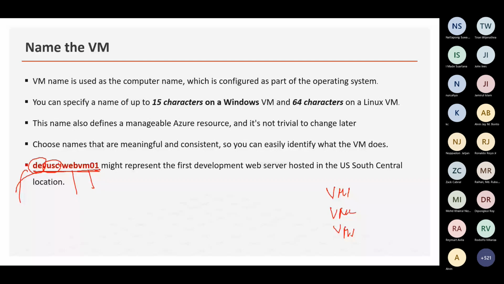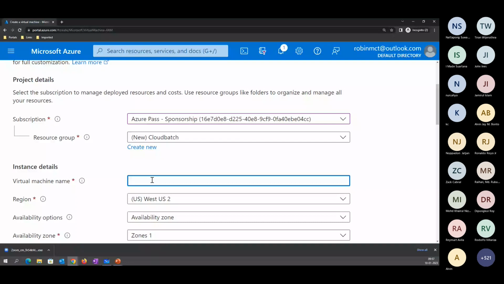Now let's go back to the VM here. No need to spend too much time on that. Now if you go back to the portal here, I have a VM name. I'm just giving it as development VM1. I'm just giving VM1 here.